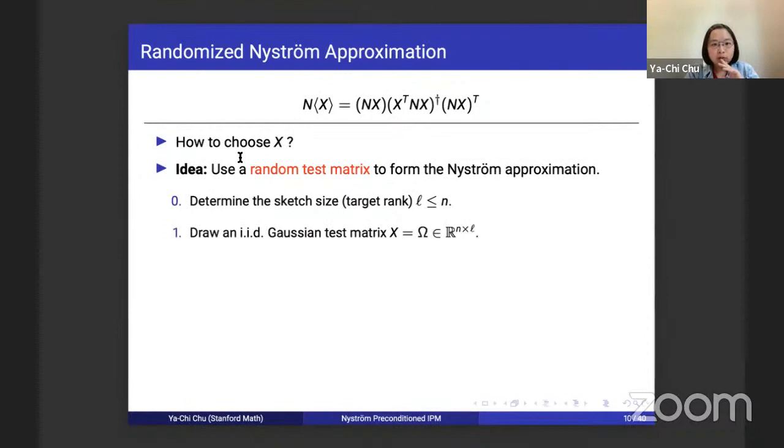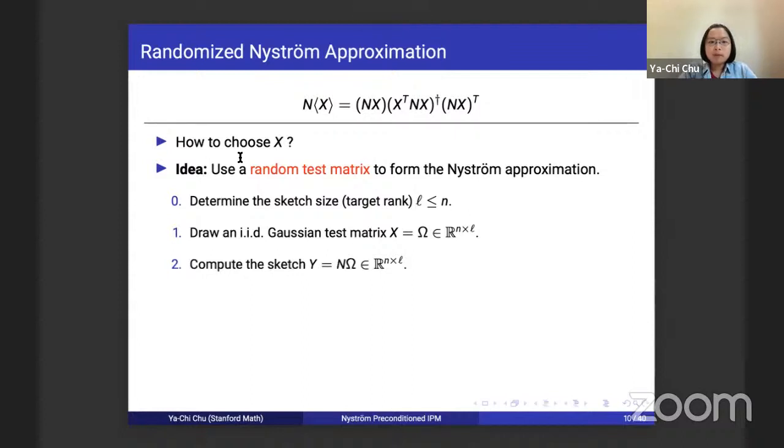And for X, we just take each entry of the test matrix to be an IID Gaussian random variable. There are some other possible choices for this, but in this talk, I think we can just fix it as an IID Gaussian matrix, because other random matrices sometimes give you some advantage for computation, but the practical performance is not really different. So people usually just take it as a Gaussian IID matrix.